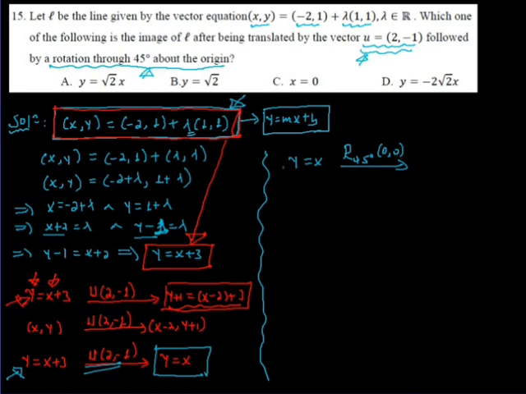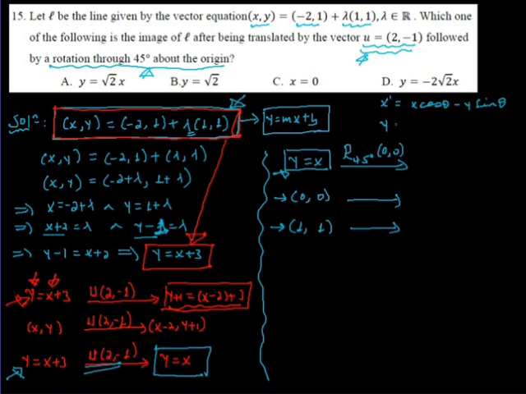Now to find the image of y equals x under this rotation, we will take two arbitrary points on y equals x: (0, 0) and (1, 1). These are points on y equals x, so we will rotate them through 45 degrees about the origin. We need to remember the rotation formula: x prime equals x cos theta minus y sin theta, and y prime equals x sin theta plus y cos theta. This is rotation through angle theta about the origin. Our theta is 45 degrees.